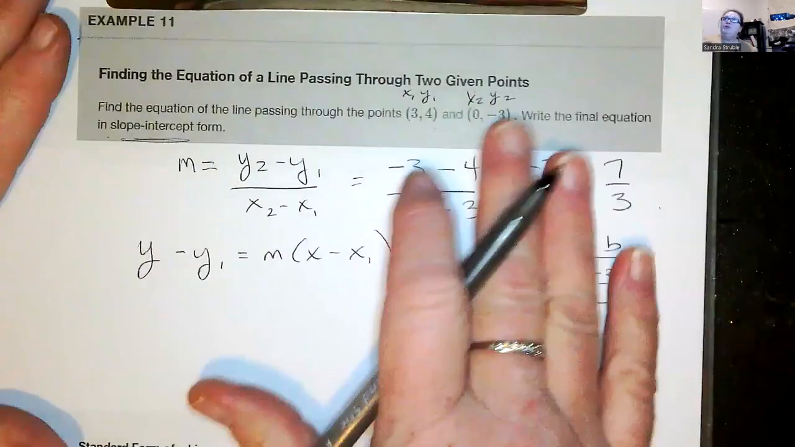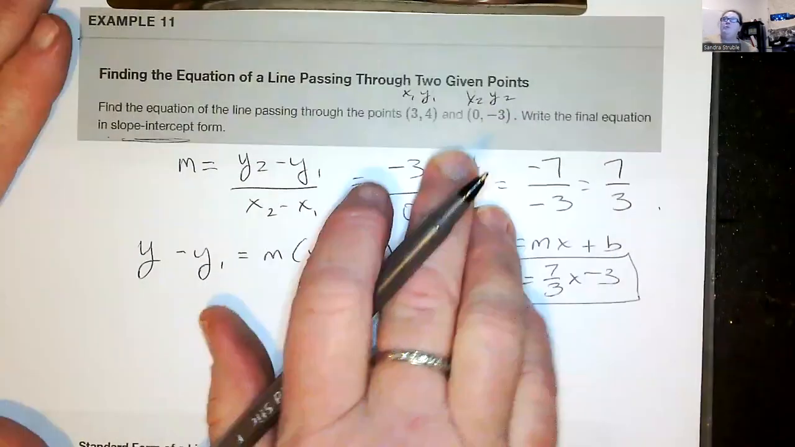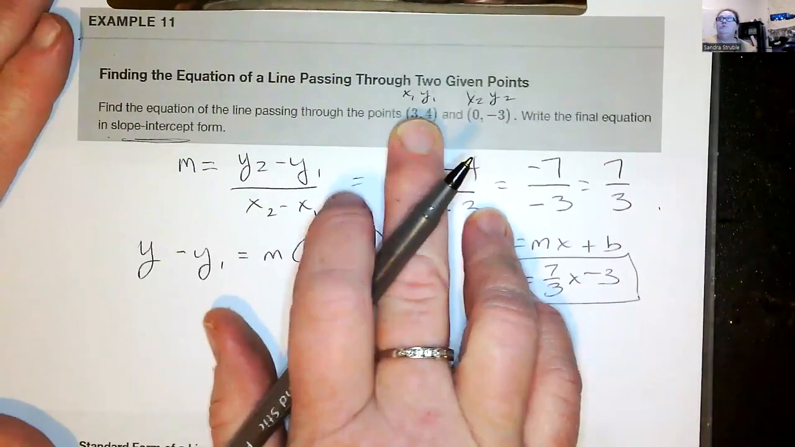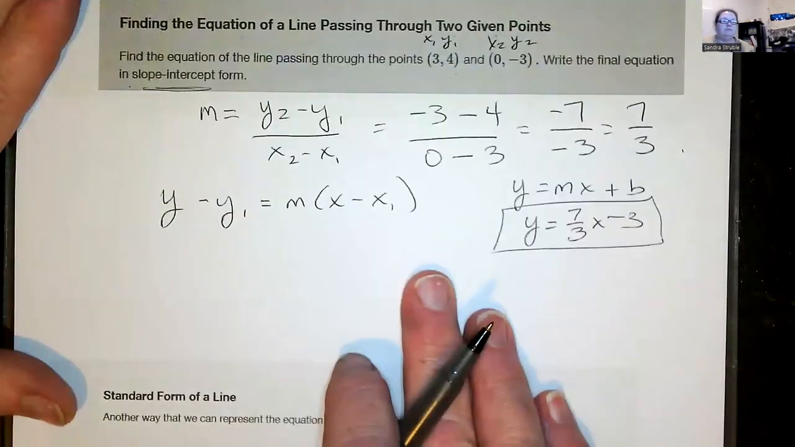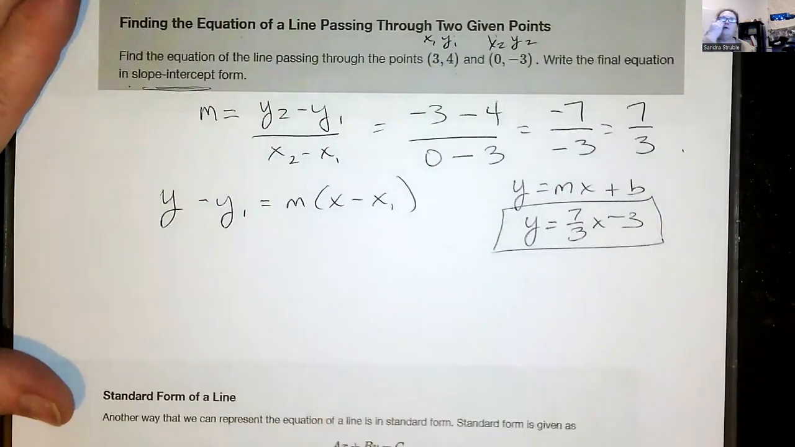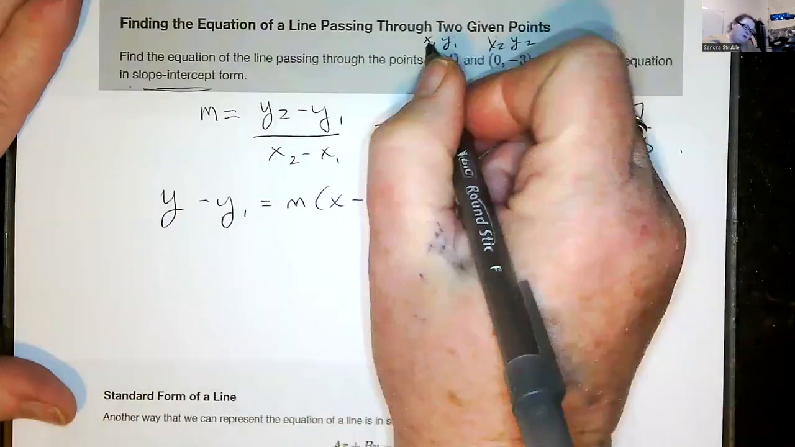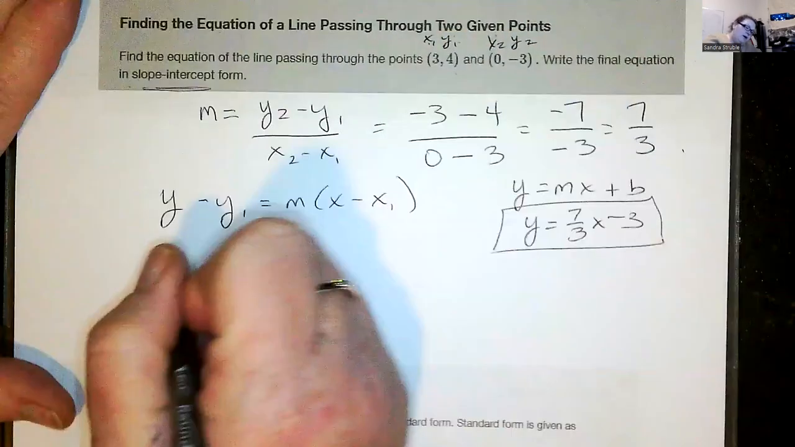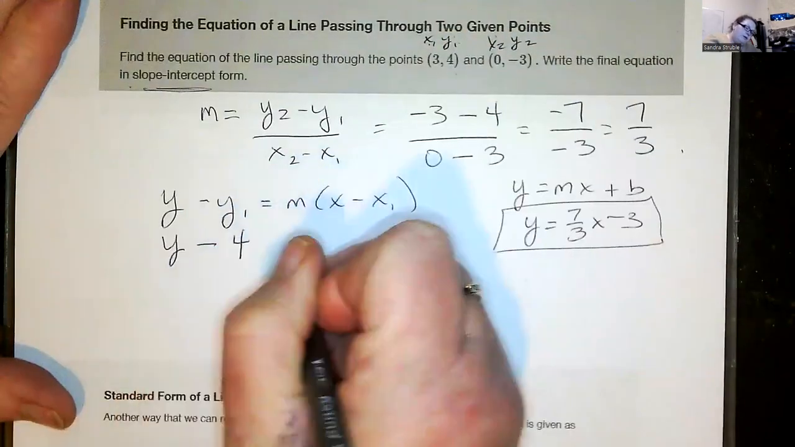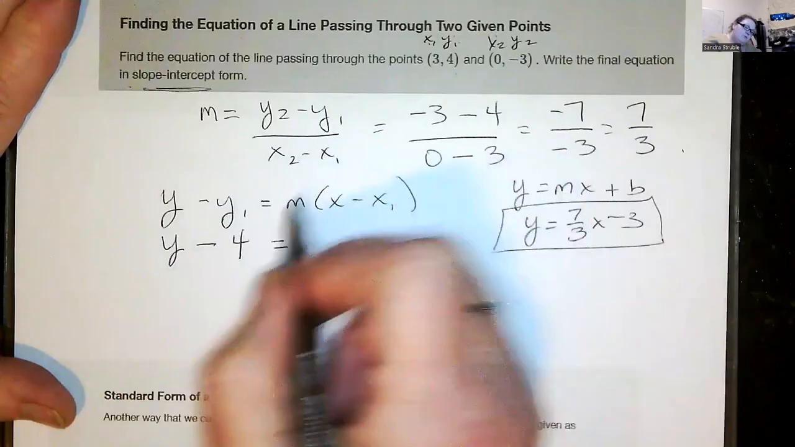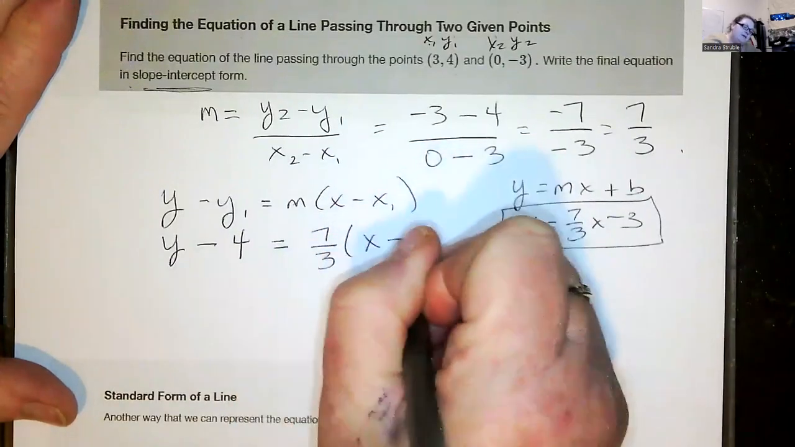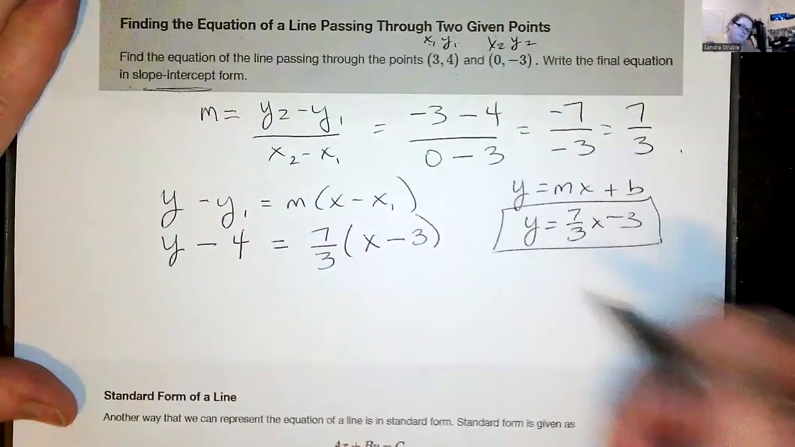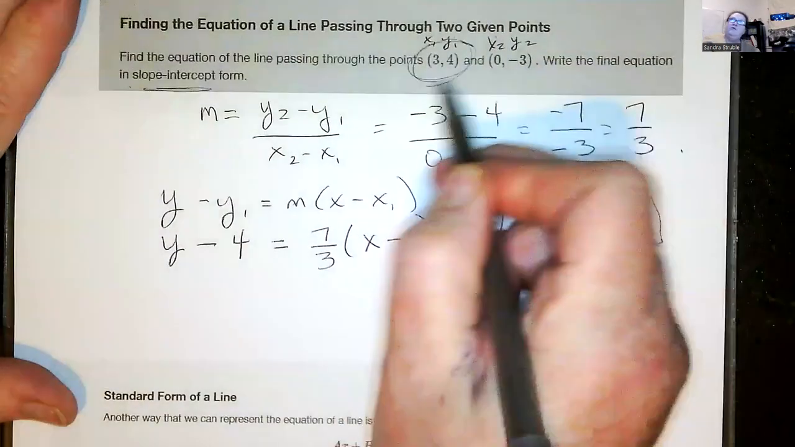Now, I'm going to work through that with the other point, because this is more likely what you're going to be dealing with for the majority. Yeah, 97% of your points. So I'm going to use x1, y1 as 3, 4. Y minus 4 equals, our slope is 7/3, and then x minus 3. I'm using this point right here, 3, 4.